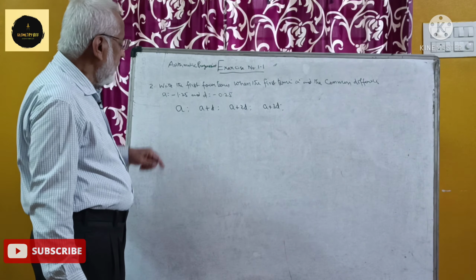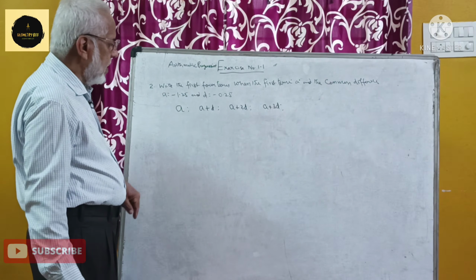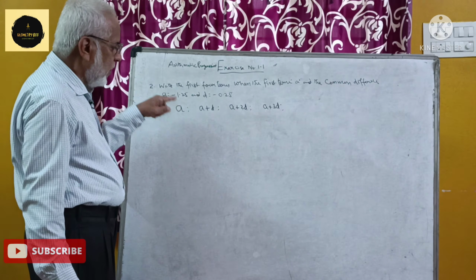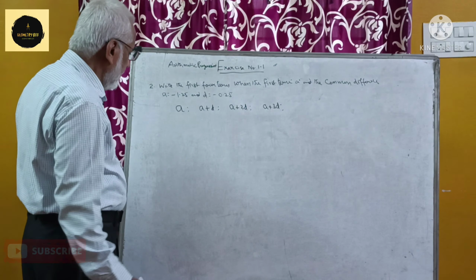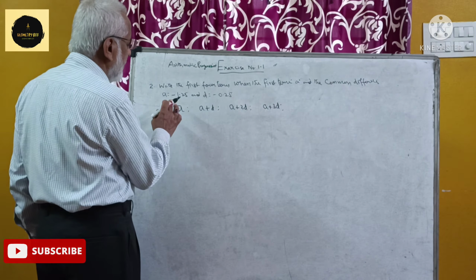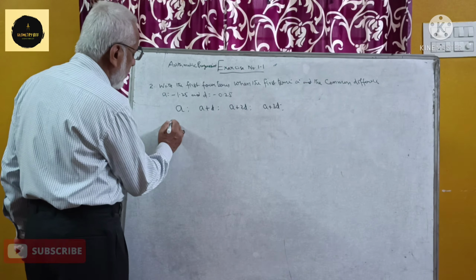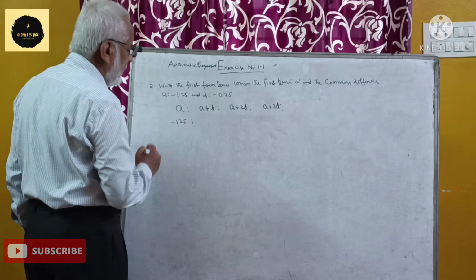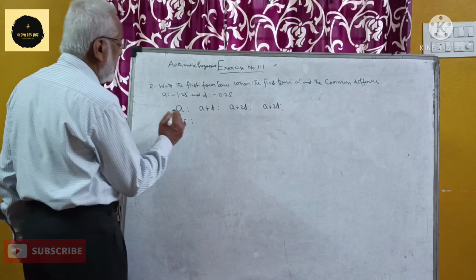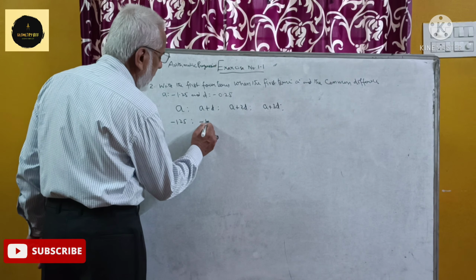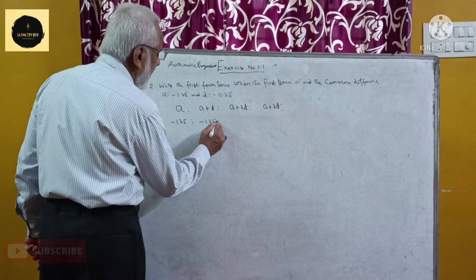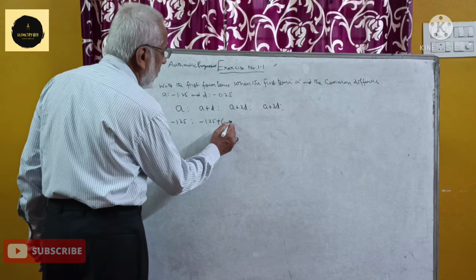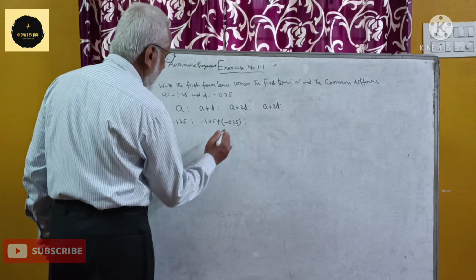They have already given the values of a and d, where a is called the first term and d is called the common difference. Now substitute these values of a and d in these first four terms. Here the first term is a, so in the place of a you write minus 1.25. This is the value of the first term. The second term is a plus d, that is minus 1.25 plus, in the place of d, you write in the bracket minus 0.25.